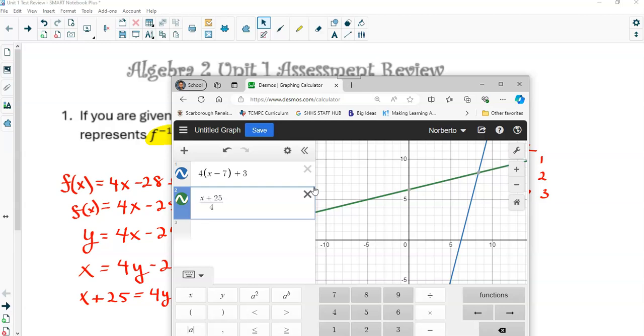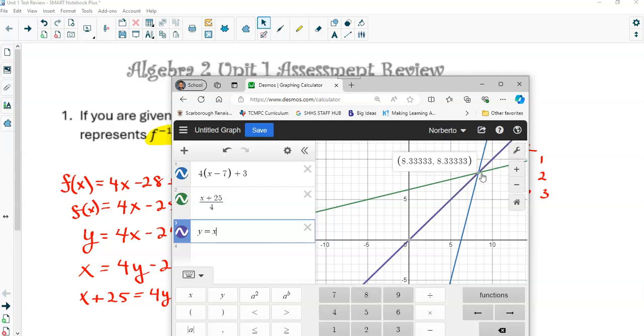Now, notice right here, you could see already, if you remember that they are reflections across the line y equals x, then all you have to do is put here y equals x, and you could see that it goes right through the point of intersection, so you see they are reflections. So I know right there that they are inverses.